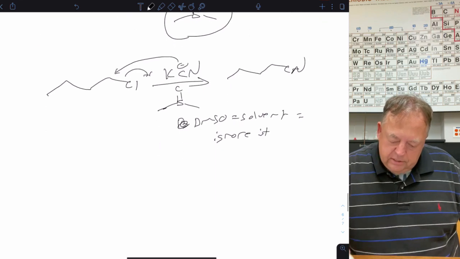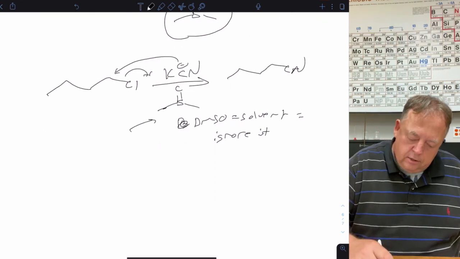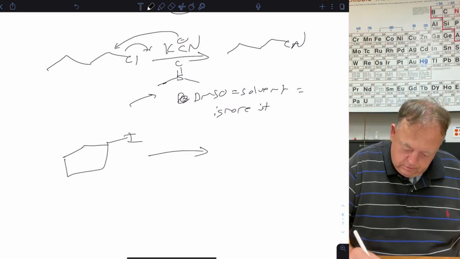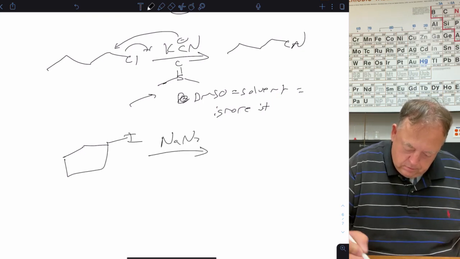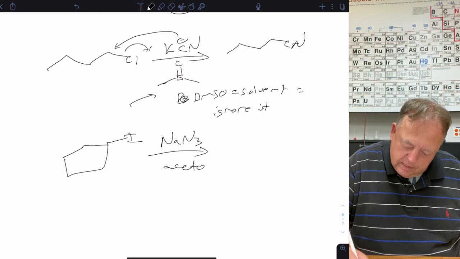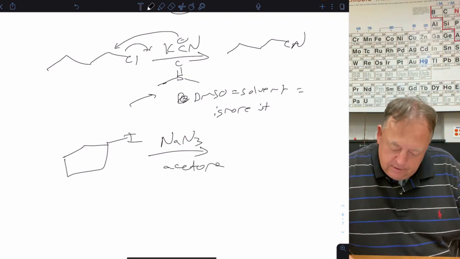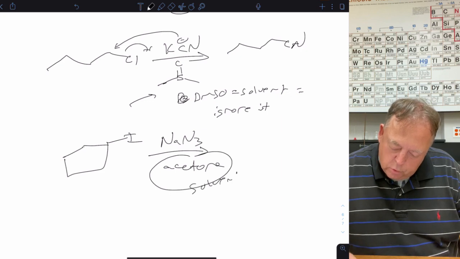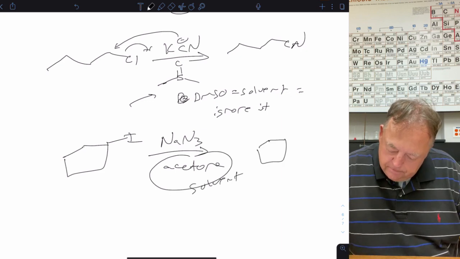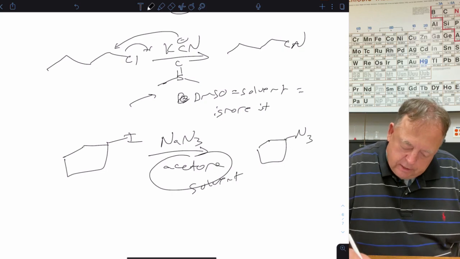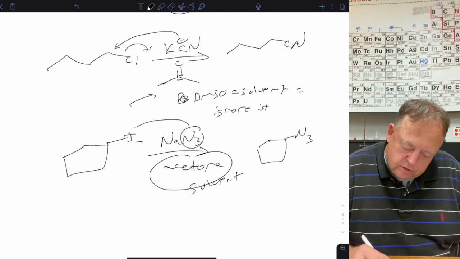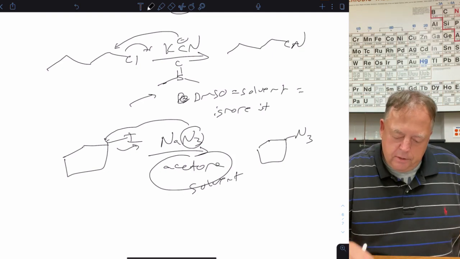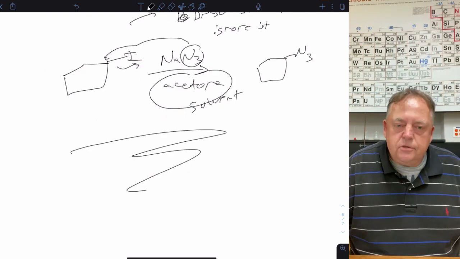All right, so you may see the structure of the solvent drawn out. Or you may see it written out like that. So you just have to recognize that's the solvent. You can just ignore it in terms of predicting the product. And just recognize that's the nucleophile. So just substitute the nucleophile for the leaving group, and that's your product. Okay. And that's it for the SN2 reaction.